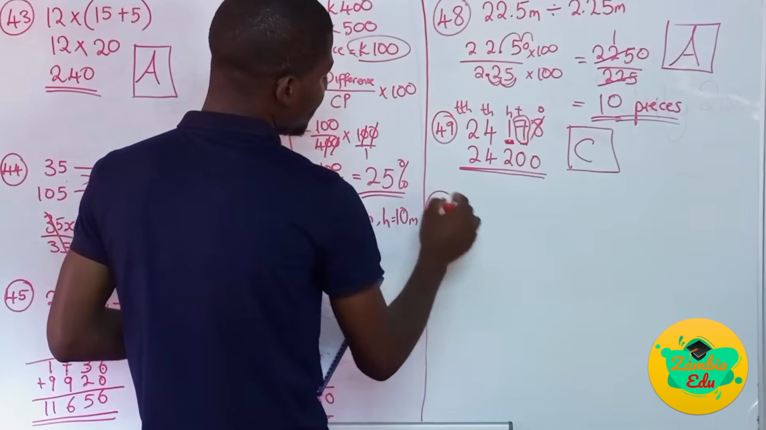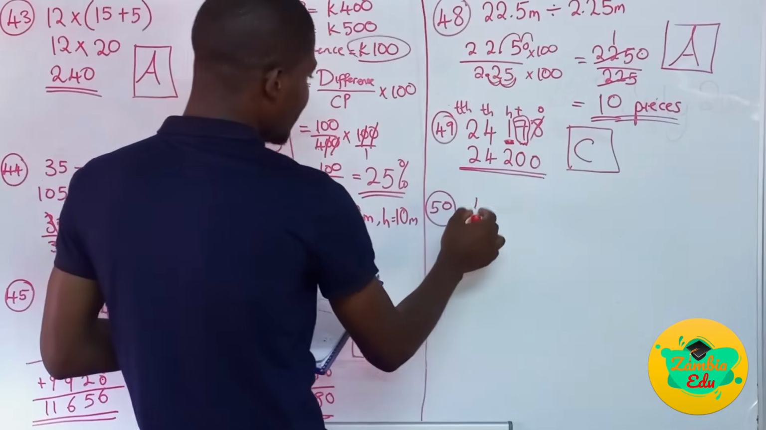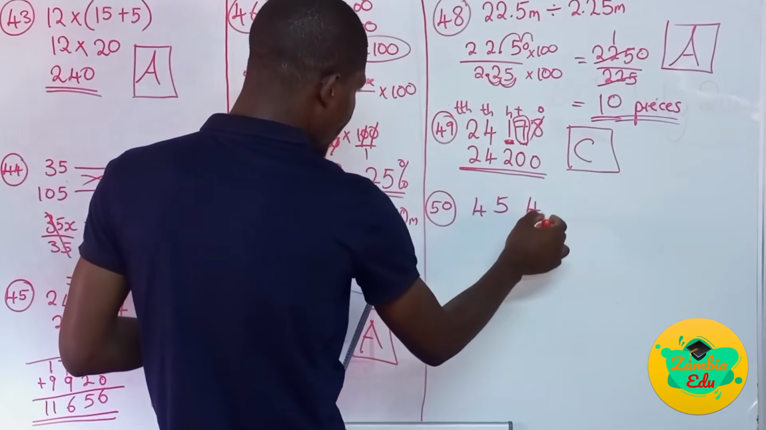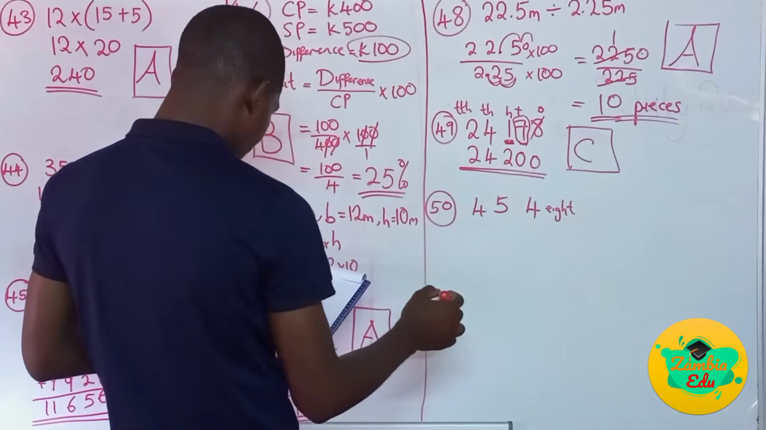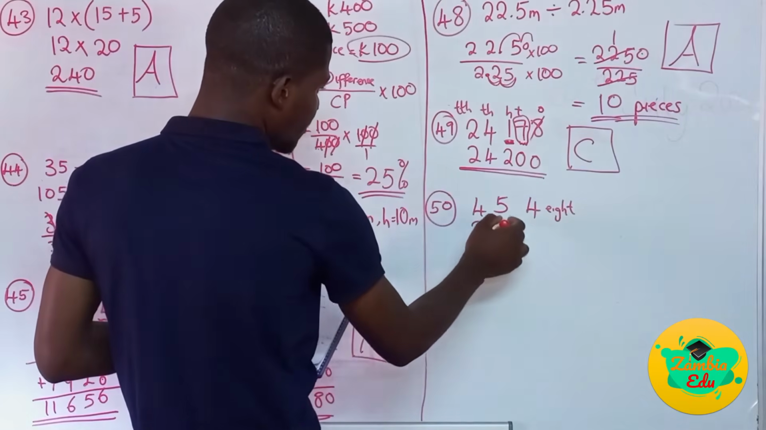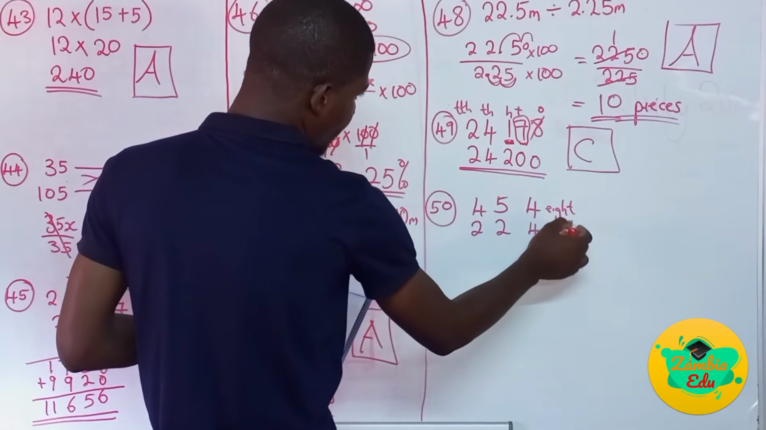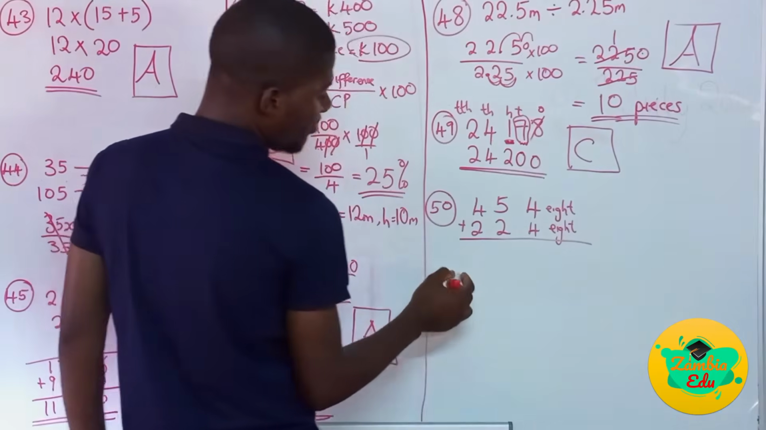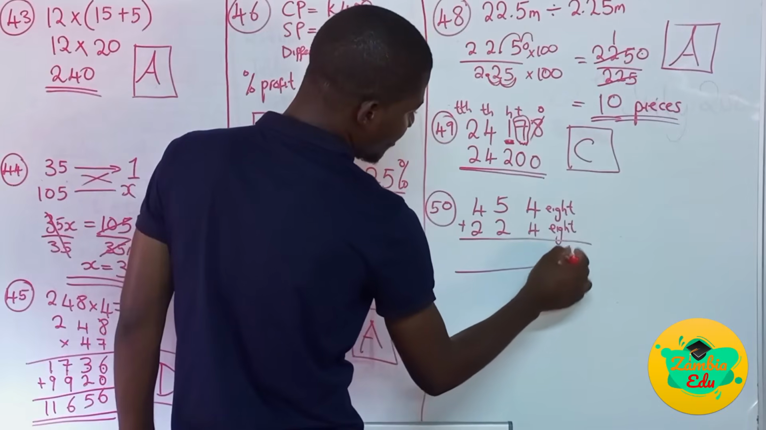Now we go to 50. Question 50 says, add 454 base 8 and 224 base 8. So we should add that in base 8. Before we even do anything, we know that our answer is going to be in base 8 too.